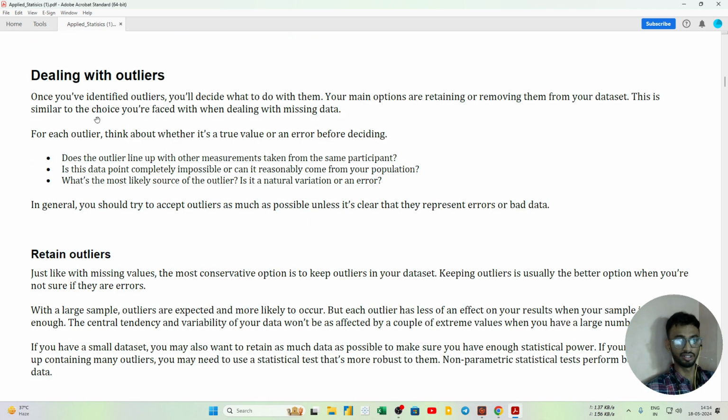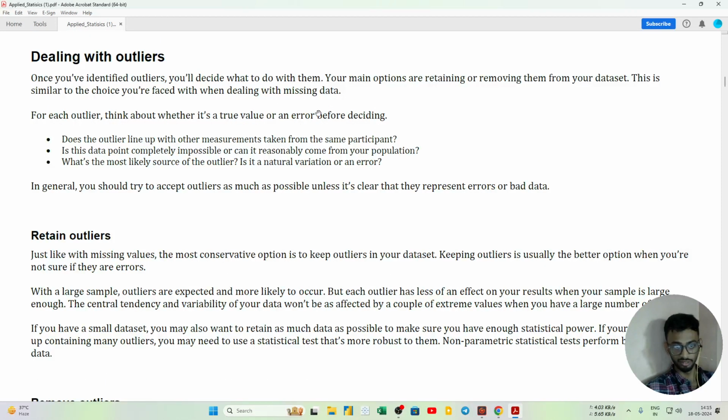So, dealing with outliers. After identifying the outliers, I have to decide what to do with them. The main options are retaining or removing them from the data set. This is similar to the choice you face when dealing with missing data or null values. What does it mean? After detecting the outliers, we have to decide what to do with them. Should I retain them in the data set or remove them?